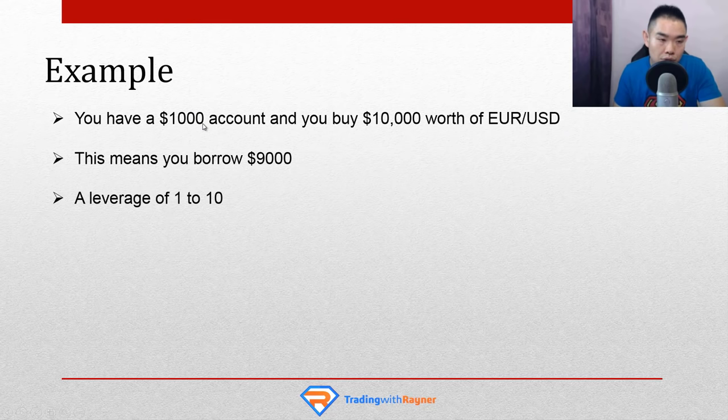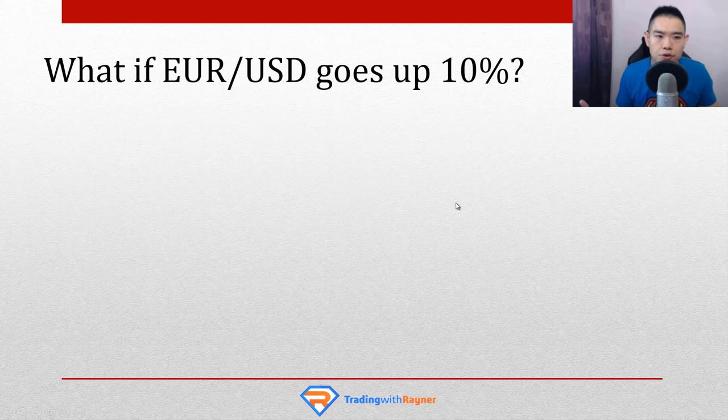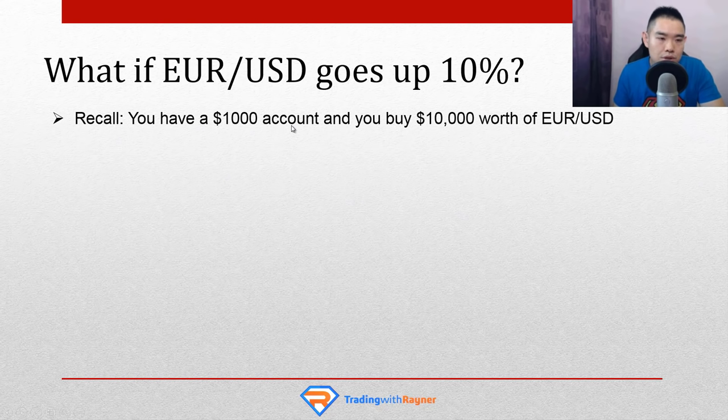Now, the question is, what if Euro USD goes up? How does leverage impact your trading? Recall, you have a $1,000 account and you buy $10,000 worth of Euro USD. Your $10,000 is now worth $11,000. Why $11,000? Very simple. You take $10,000 and multiply by 1.1, because you actually earn 10%, because this currency pair went up 10%.